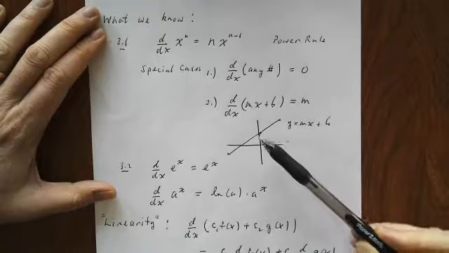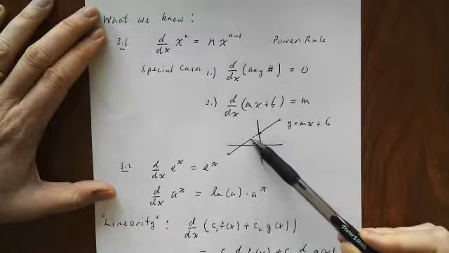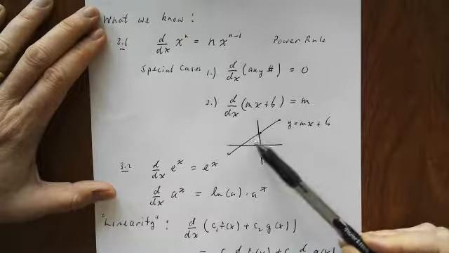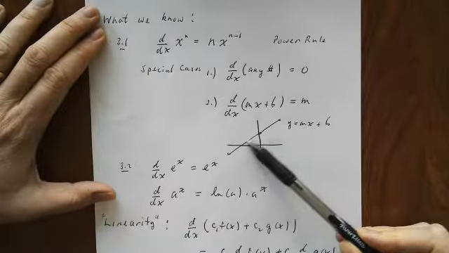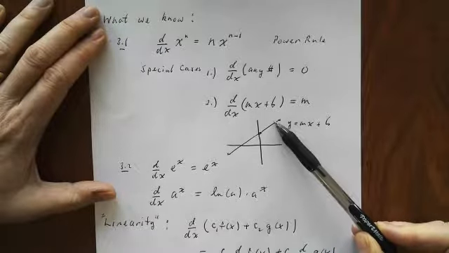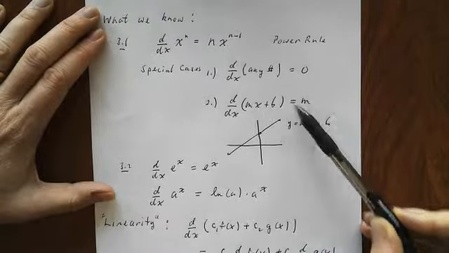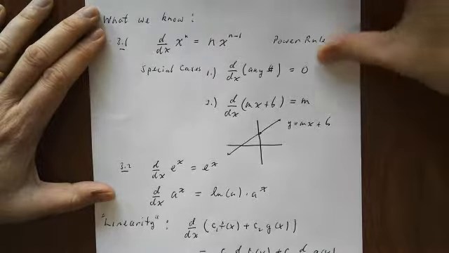And here's why. If we look at y equals mx plus b, and if we draw a tangent line at any point on this graph, the tangent line will coincide with this line. In other words, if we go to any point on this line and draw a tangent line, the slope would be m. Therefore, the derivative function is identically just m. So these are a couple special cases.